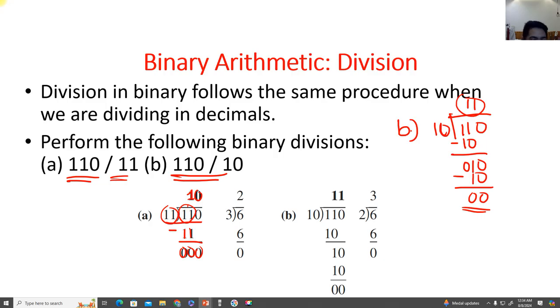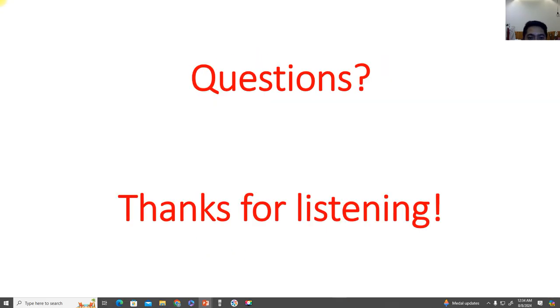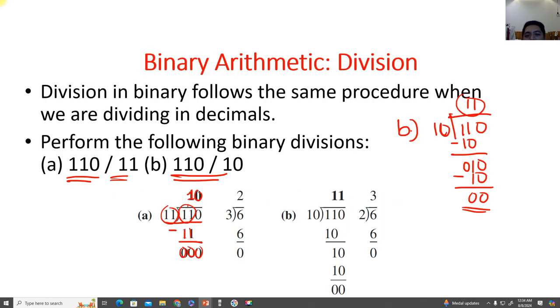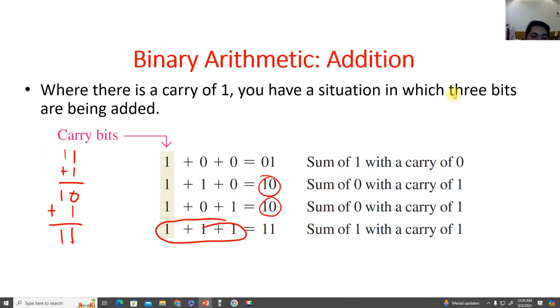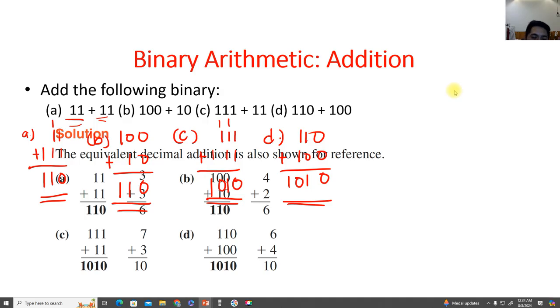I just discussed the fundamentals of binaries, how to convert decimals into binary and vice versa, and different arithmetic involving binary. Questions?